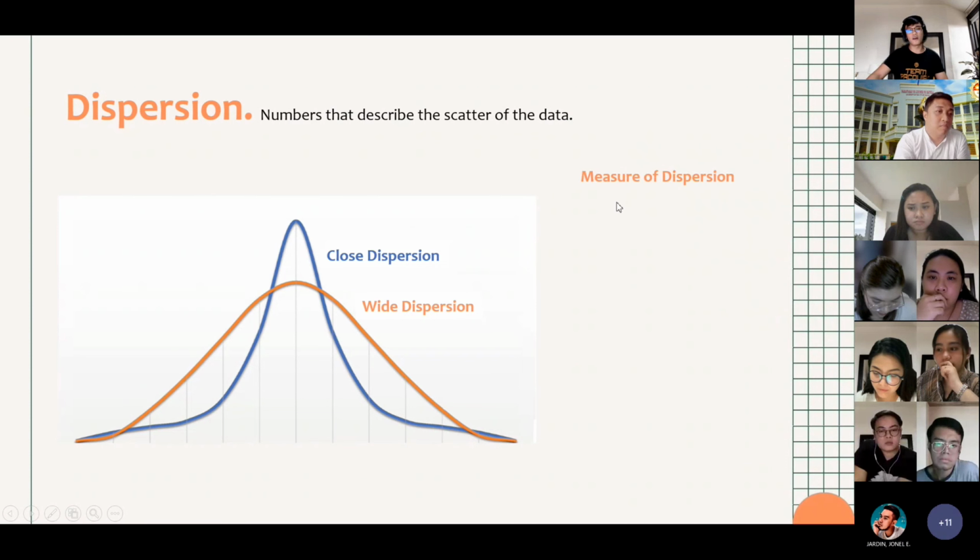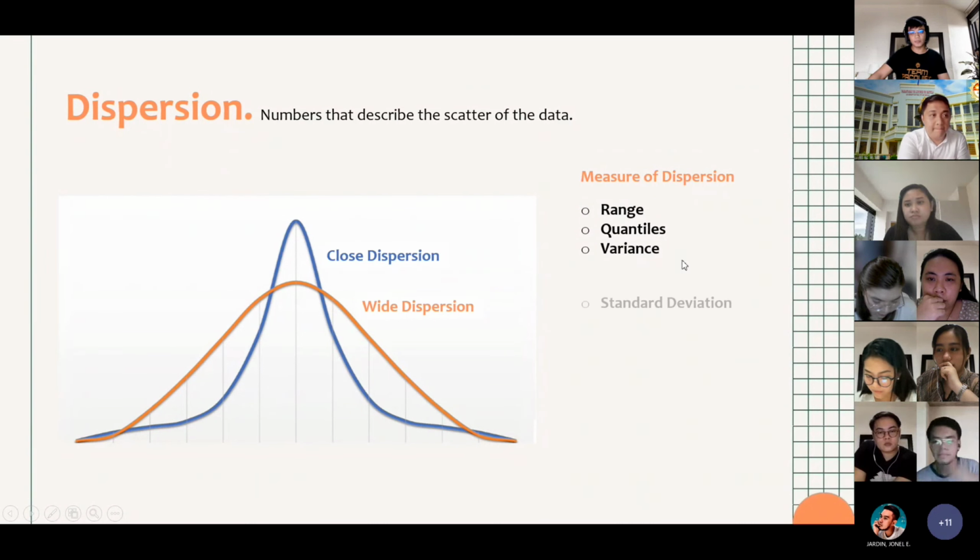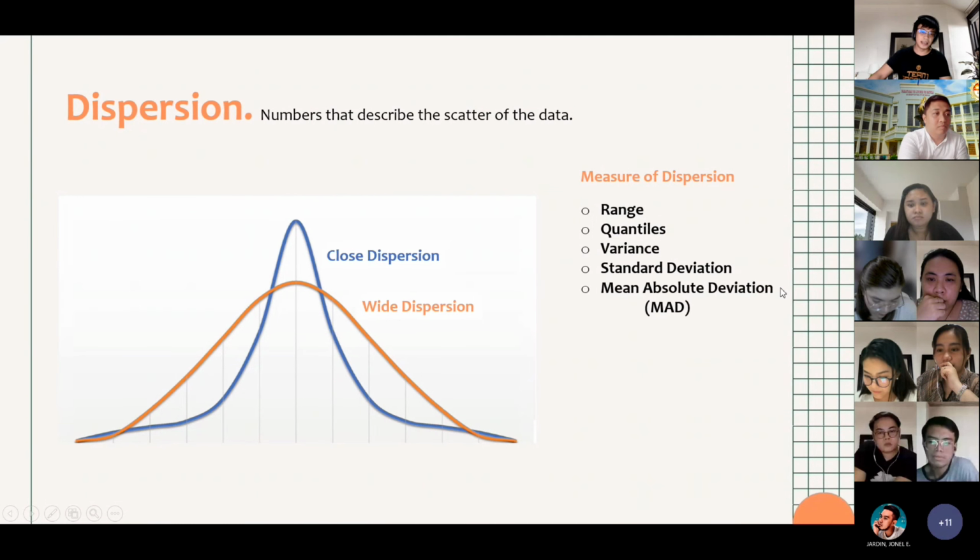So we have the measures of dispersion. First is the range. Second are the quantiles. Third is the variance. Fourth is the standard deviation. And last but not the least is the mean absolute deviation, or also called MAD.